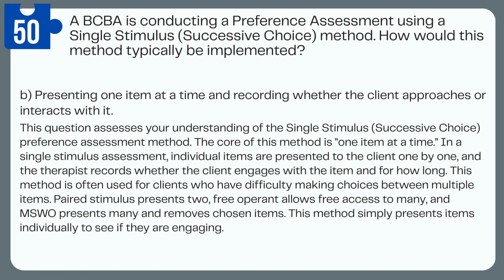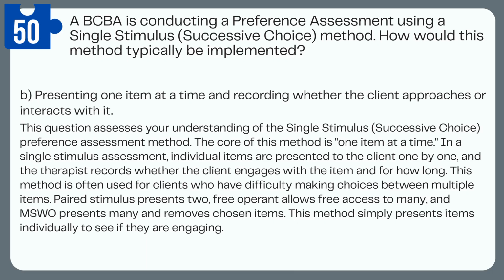Answer, B. Presenting one item at a time and recording whether the client approaches or interacts with it. This question assesses your understanding of the single stimulus, successive choice, preference assessment method. The core of this method is one item at a time. In a single stimulus assessment, individual items are presented to the client one by one, and the therapist records whether the client engages with the item and for how long.